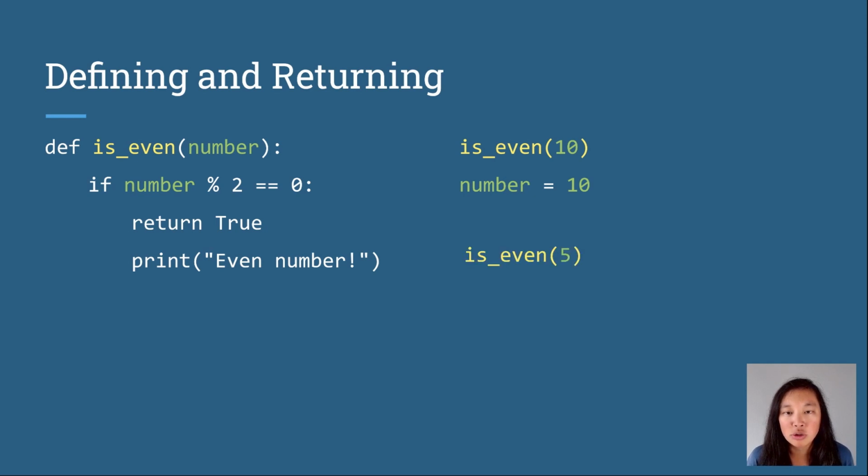What if we wanted to do is_even of 5? Again, number, which we defined in our function, is going to become a variable that contains the value of 5. So it's going to go to the first line of code and say if number mod 2 equals 0. Number is 5. 5 mod 2 does not equal 0, so this is false. But this function doesn't do anything. It's not going to return false when it is odd. So what can we do about that?